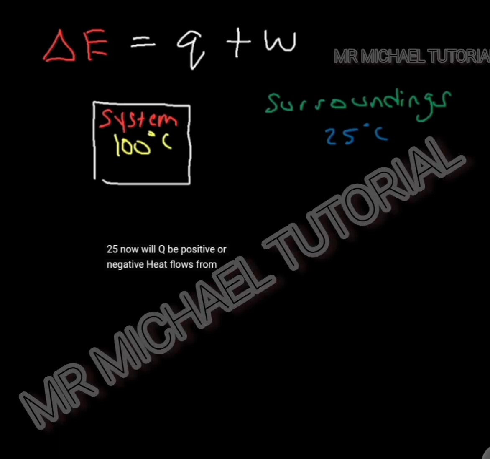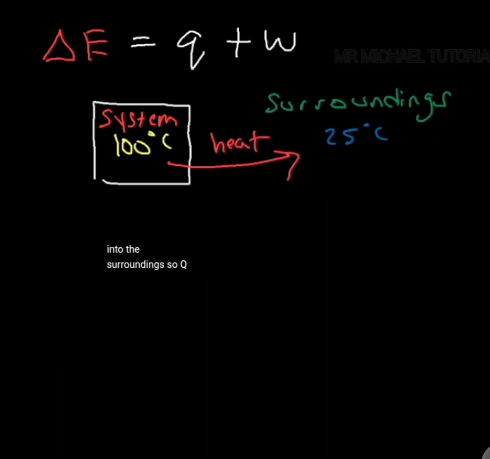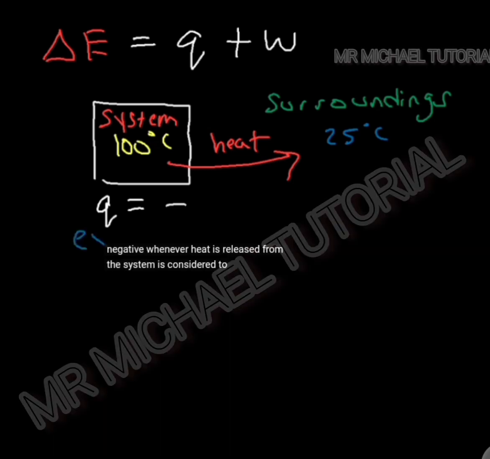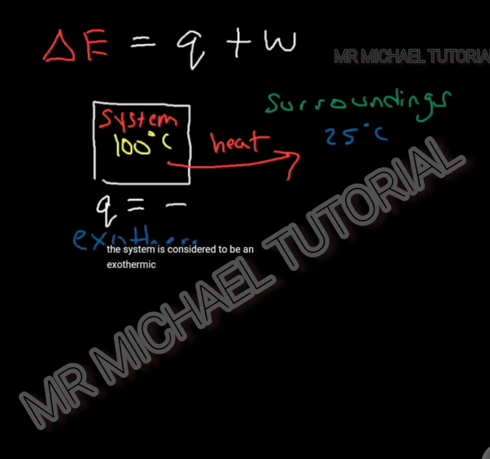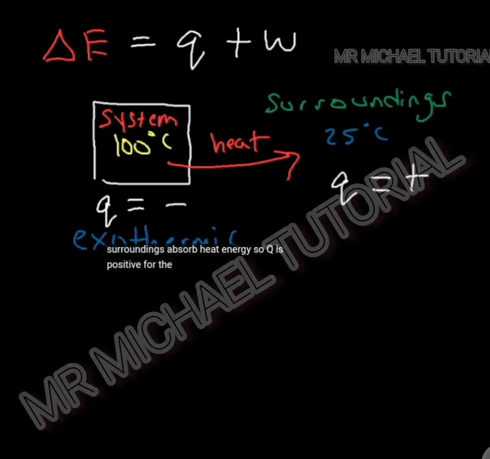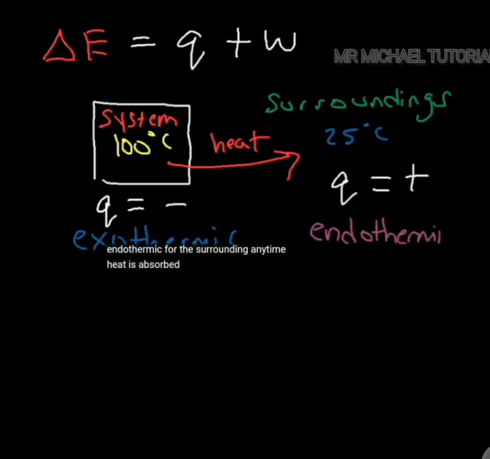Heat flows from hot to cold, so heat is going to flow out of the system into the surroundings. So Q, relative to the system, is going to be negative. Whenever heat is released from the system, it's considered to be an exothermic process. Now, the surroundings absorb heat energy, so Q is positive for the surroundings. So it's endothermic for the surroundings. Anytime heat is absorbed, Q is positive.